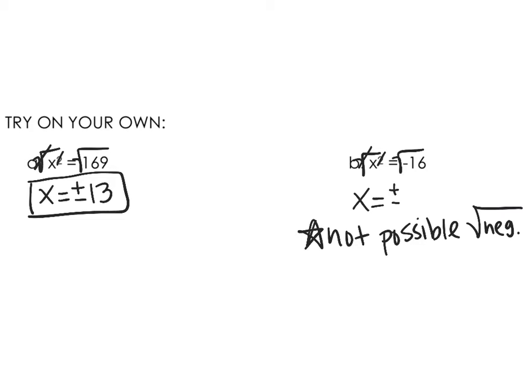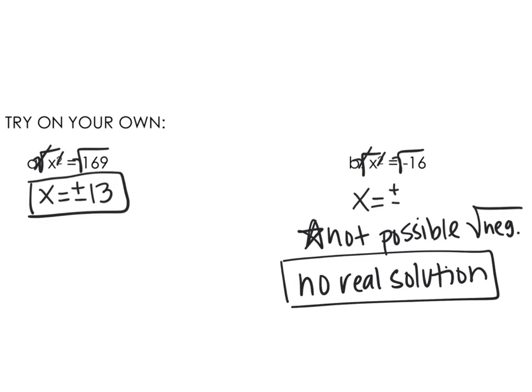So whenever you square root a negative, it's going to say this, because no matter what you do, if you do a positive squared, it's going to give you a positive. Or if you do a negative squared, it's also going to give you a positive. It's never possible to square something and get a negative answer. So we would say no real solution. Whenever we have the square root of a negative, our answer is no real solution.